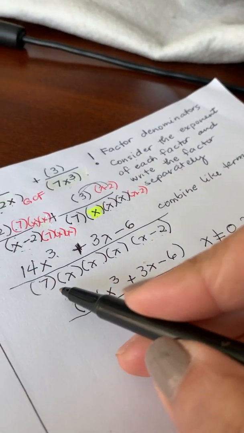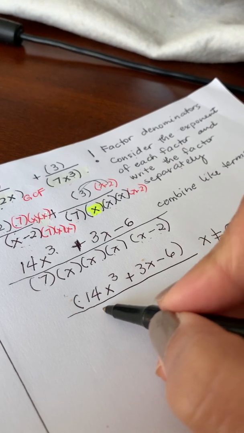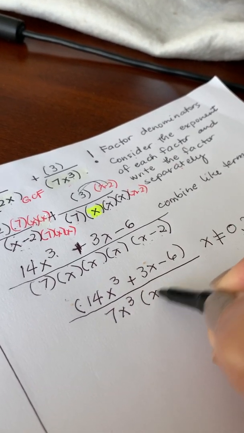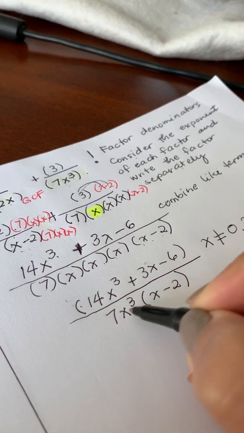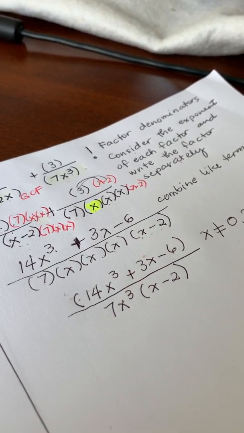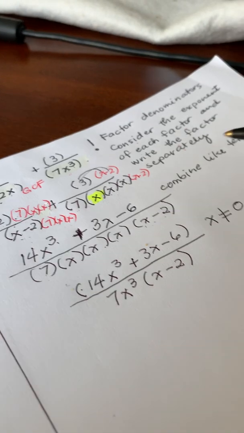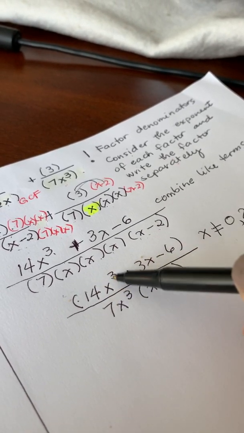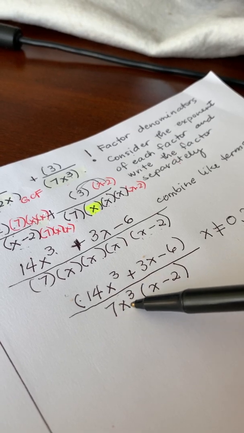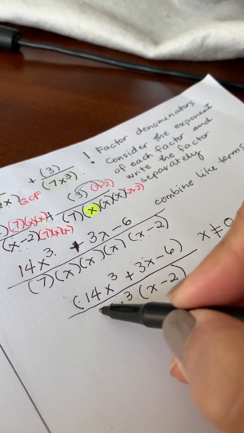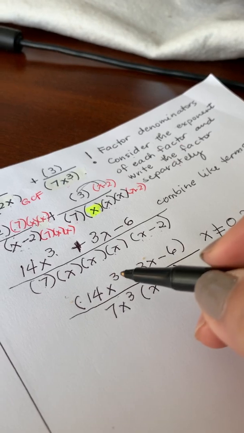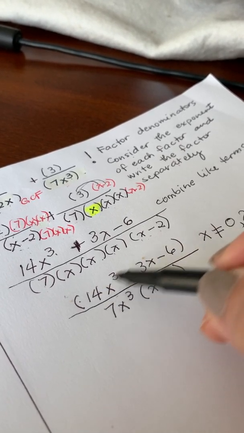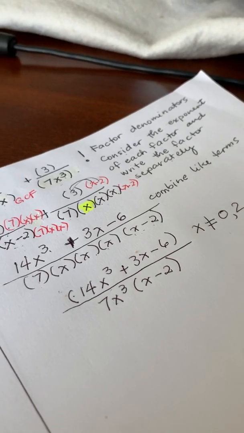Okay, and then let's clean this up. So that will be 7x to the 3 times x minus 2. We don't have to multiply this. We can just leave it like that in factored form. And again, I taught you in class, do not cancel this x over 3 and this x over 3. You can only cancel parentheses. The entire parenthesis. You cannot cancel parts of a parenthesis.